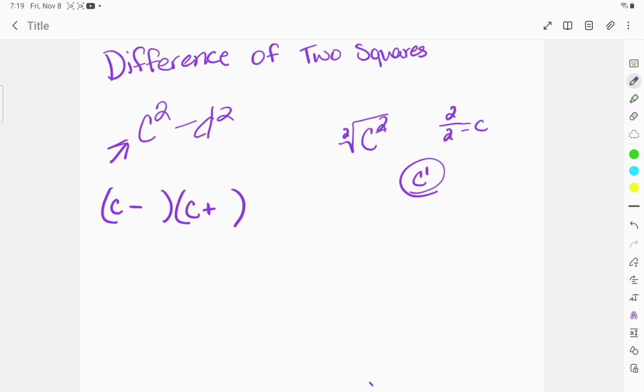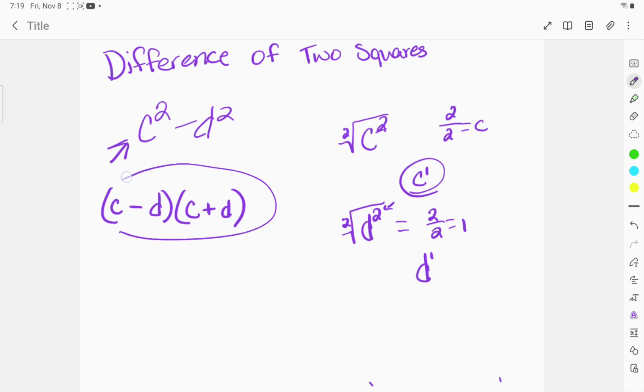Okay, I'm done with that, and I'm going to move on to the next one. The square root of d squared. So it's the same thing. 2 divided by 2, my exponent divided by my root, which equals 1, which is going to give me d to the first. So I'm going to have 2 of those. One in this one and one in this one. That is my answer.